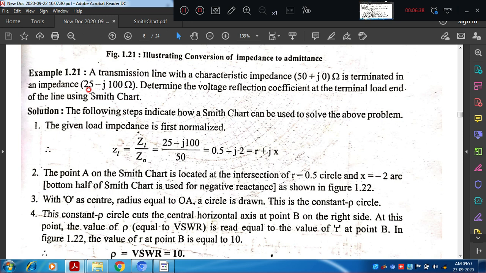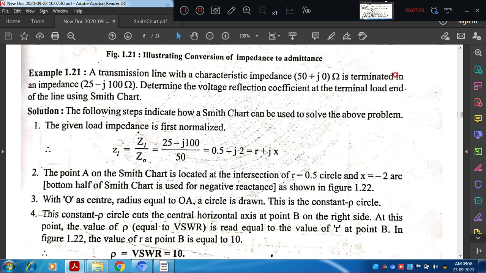and using the Smith chart, right? So this is the problem statement. See, the characteristic impedance is 50 plus J0 ohm. So what do you mean by this one? So this is Z0, right? So Z0 value is how much? 50 plus J0, means here reactance part is 0. So you can take Z0 as 50 ohm, right?